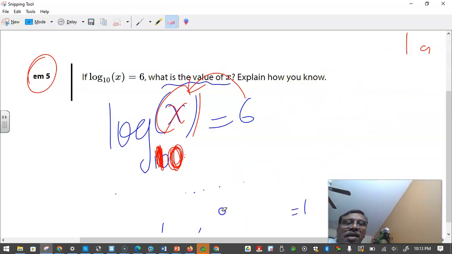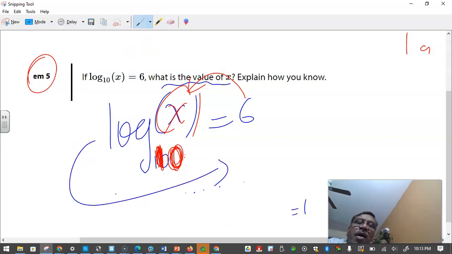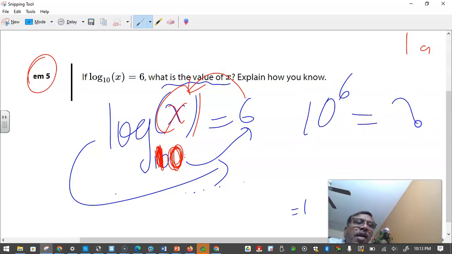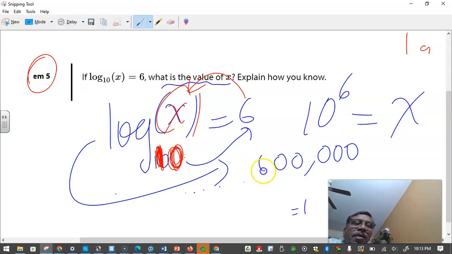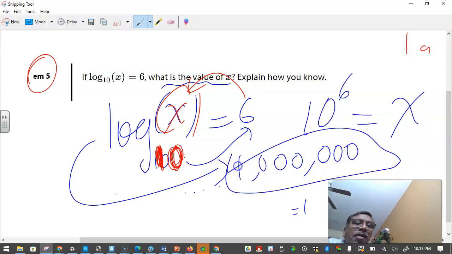And you want to get the answer as 6. So the first step is to change this to the exponential form. So 10 raised to 6 equals x. That means there are 6 zeros. It means 1 million, and you're done.